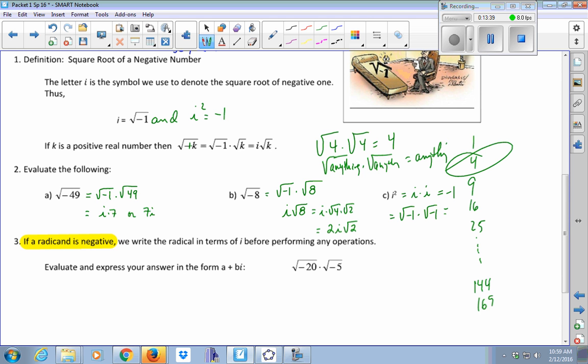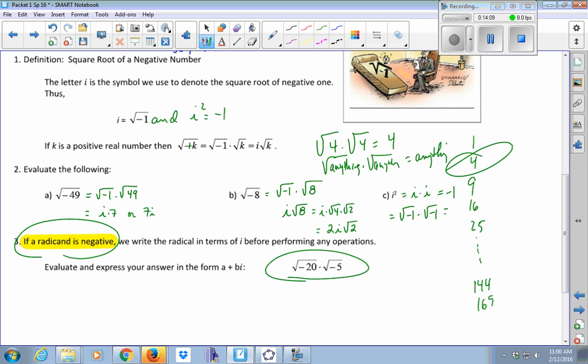So that means later on, if you come across an I squared, you can simply replace it with a negative 1. Yep. Wouldn't that one be positive? Nope. Because this does not apply when your radicand, which is a number under the square root, is negative. You must simplify them with your I's before you multiply them.